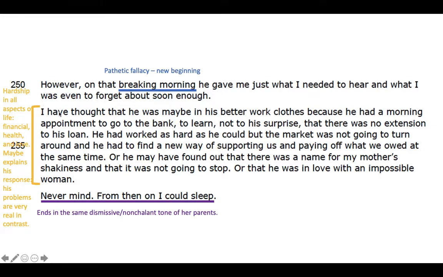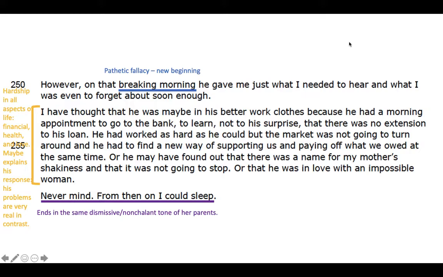And then I find this interesting about her father. I have thought that he was maybe in his better work clothes because he had a morning appointment to go to the bank to learn, not to his surprise, that there was no extension to his loan. He had worked as hard as he could, but the market was not going to turn around, and he had to find a new way of supporting us and paying off what we owed at the same time. Or he may have found out that there was a name for my mother's shakiness and that it was not going to stop, or that he was in love with an impossible woman.